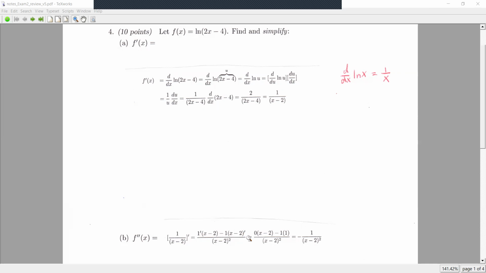The derivative of 1 is 0. The derivative of x minus 2 is 1. Then 0 times x minus 2 is 0, minus 1 is negative 1. Move the negative sign to the front. Then this is the result of the second derivative of function f.